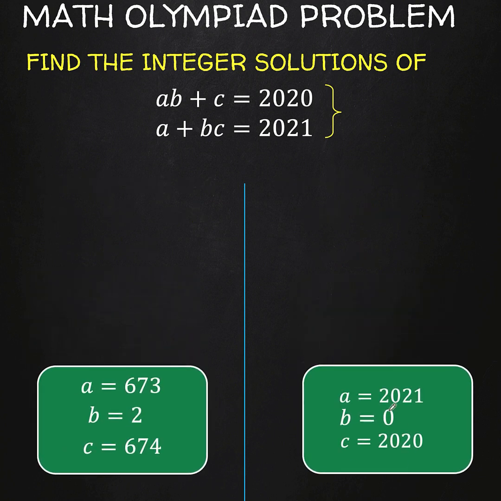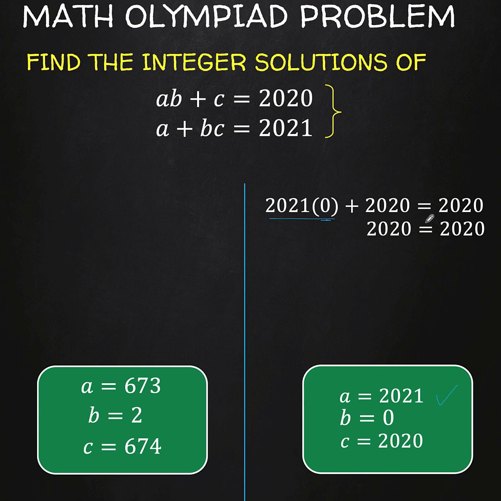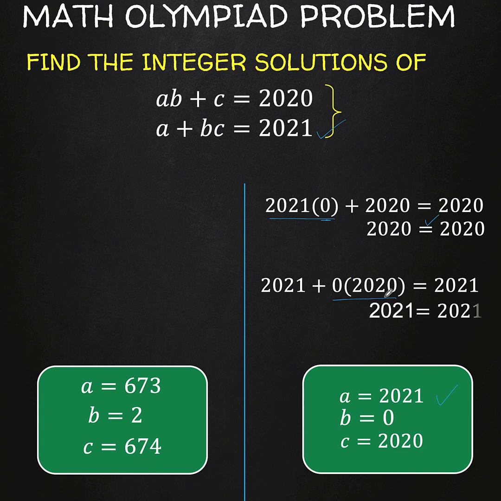Starting from here, when a is 2021 and b equals 0 and c is 2020, we have this equation, but this part here is 0. So what's left is 2020 equals 2020, which is correct. Then take the second equation: a is 2021, b is 0, c is 2020. Again, this part here is 0. So we have 2021 equals 2021, which is correct.